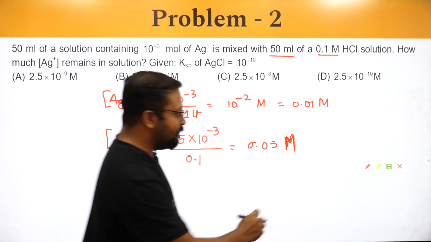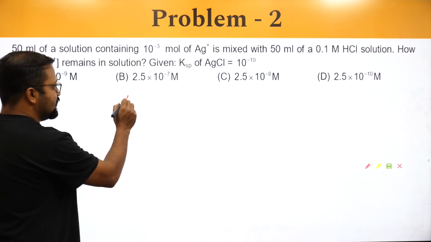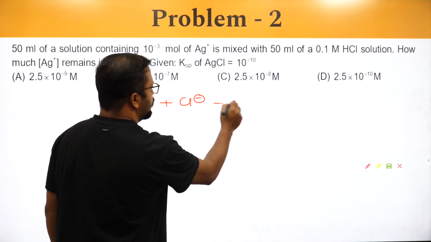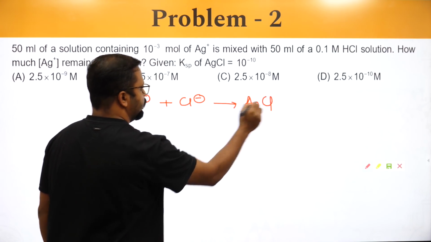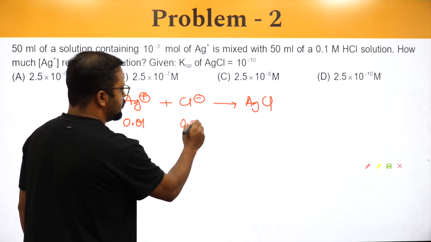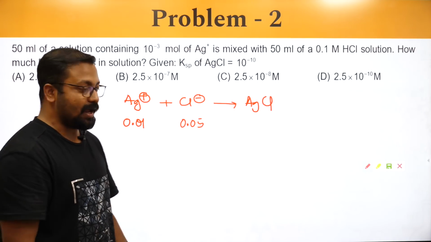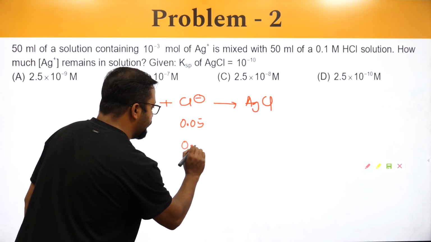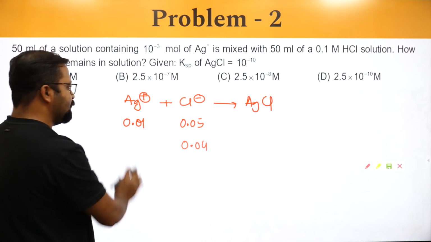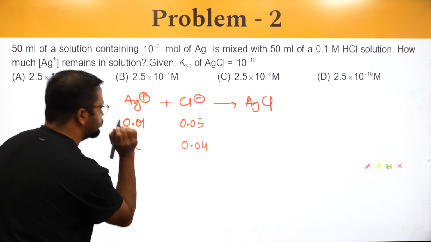Now the next thing that we need to do is this. Ag plus will combine with Cl minus to form AgCl. The amount of Ag plus is 0.01, Cl minus is 0.05. Now I told you that almost all amount of Ag plus will combine. That means what would be left out? 0.04 will be left out. And how much of Ag plus will be left? Very small. And let's say that be X.